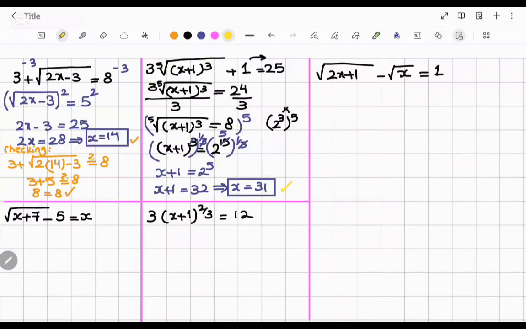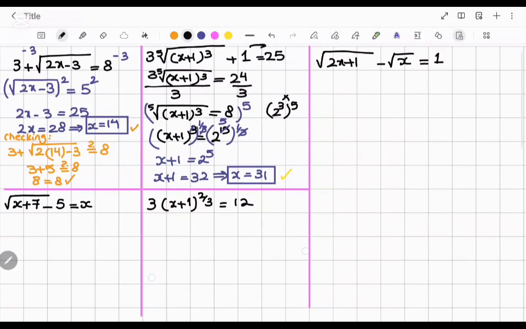The next thing that I would like to solve for you is this one over here in the bottom. So I have the square root of x plus 7, minus 5, is equal to x. Again, what I need to do is to actually isolate the radical. So I'm going to move 5 to the other side. And then the index is 2, and in order to get rid of that, I would square both sides.